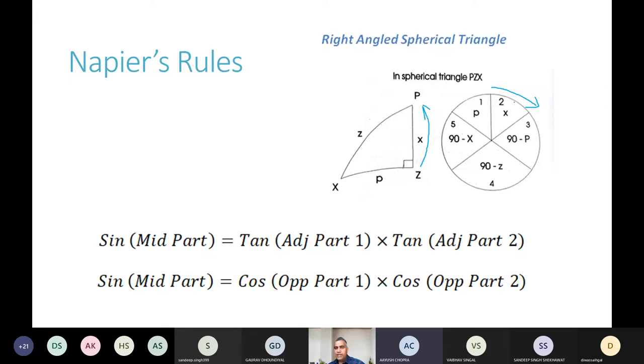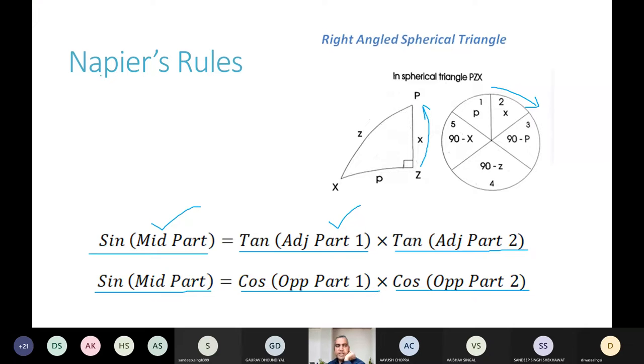So once this diagram is filled up, after this we apply the Napier's formula. What is the Napier formula? There are two formulas which we apply. The first one is sine of the middle part is equal to tangent of adjacent part 1 multiplied by tangent of adjacent part 2. The second one is sine of the middle part is equal to cos of opposite part 1 multiplied by cos of opposite part 2. So what do we understand by these middle part and adjacent part? Let's understand.